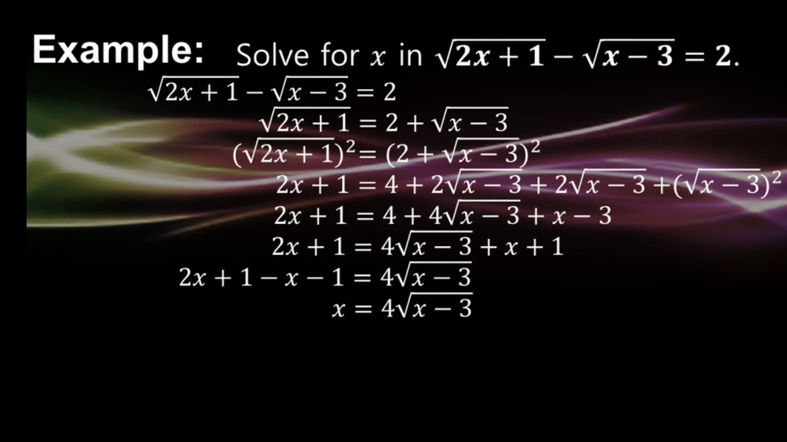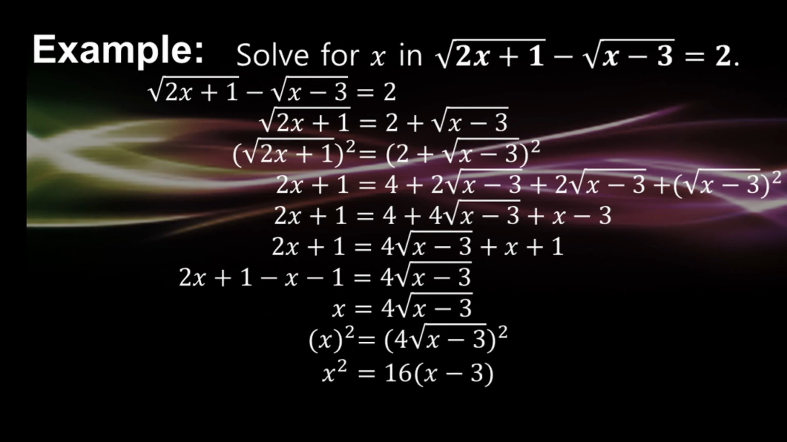Since the equation is still a radical equation, we need to square both sides of the equation. So therefore, we have x squared is equal to 16 times the quantity x minus 3. Simplifying it further, we have x squared is equal to 16x minus 48, which leads us to a quadratic equation: x squared minus 16x plus 48 is equal to 0.